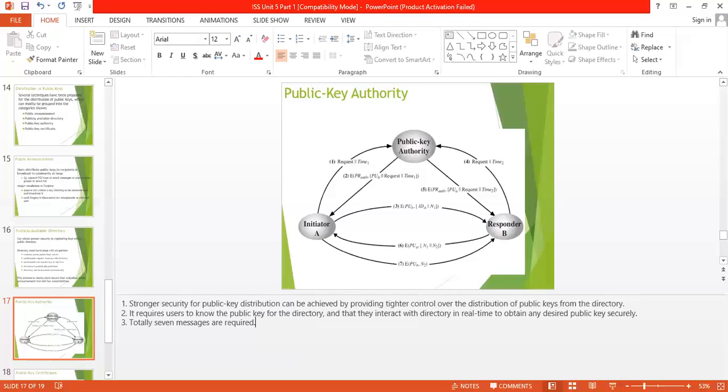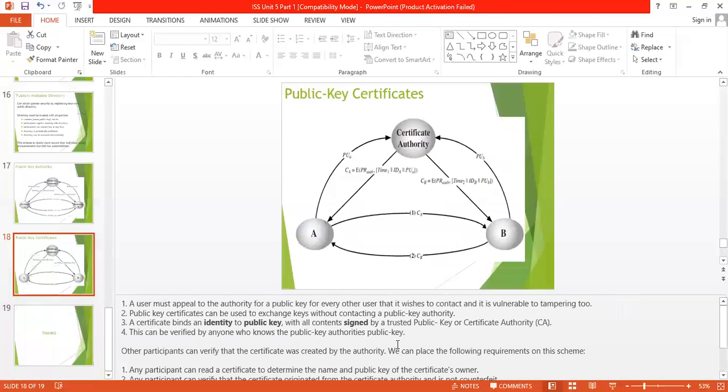After this, we discuss the public key certificate. Basically, in the public key certificate, the authority provides a certificate to allow key exchange without real-time access to the public key authority each time. The certificate is accompanied with other information such as period of validity and rights to use. All of this content is signed by the trusted public key or certificate authority, and it can be verified by anyone possessing the authority's public key. So this is a simple public key certificate.